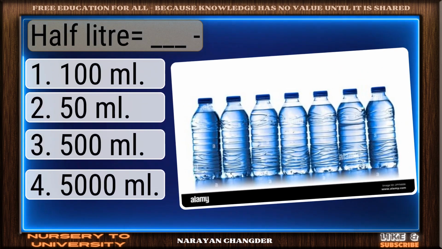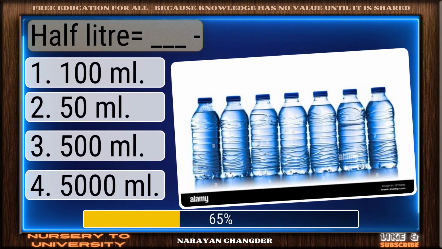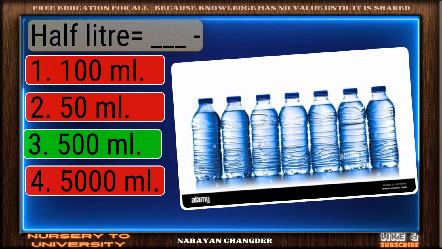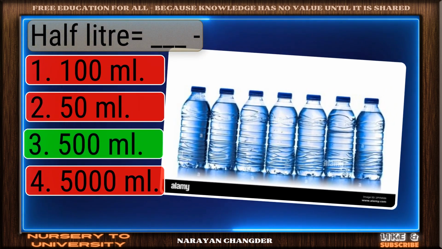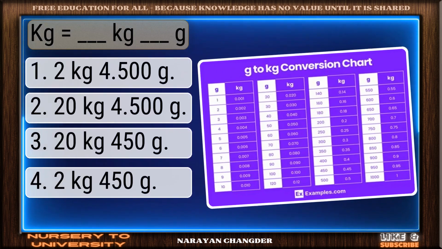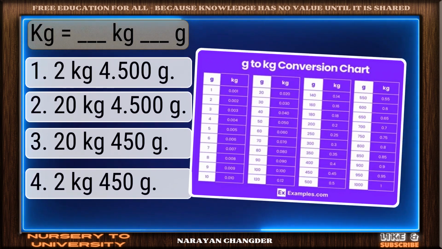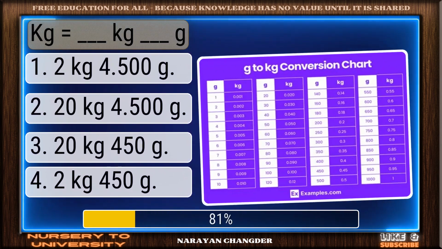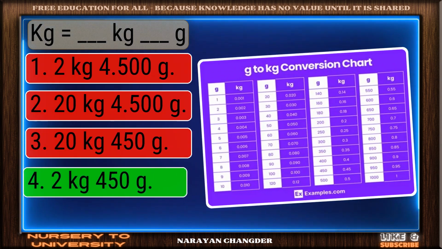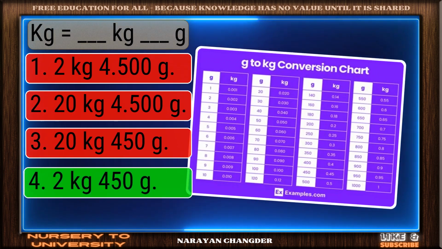Half liter equal to dash. Good job. Your answer 500 ml works well here. 2 kg 450 g equal to dash kg dash g. Correct. 2 kg 450 g is the right answer.